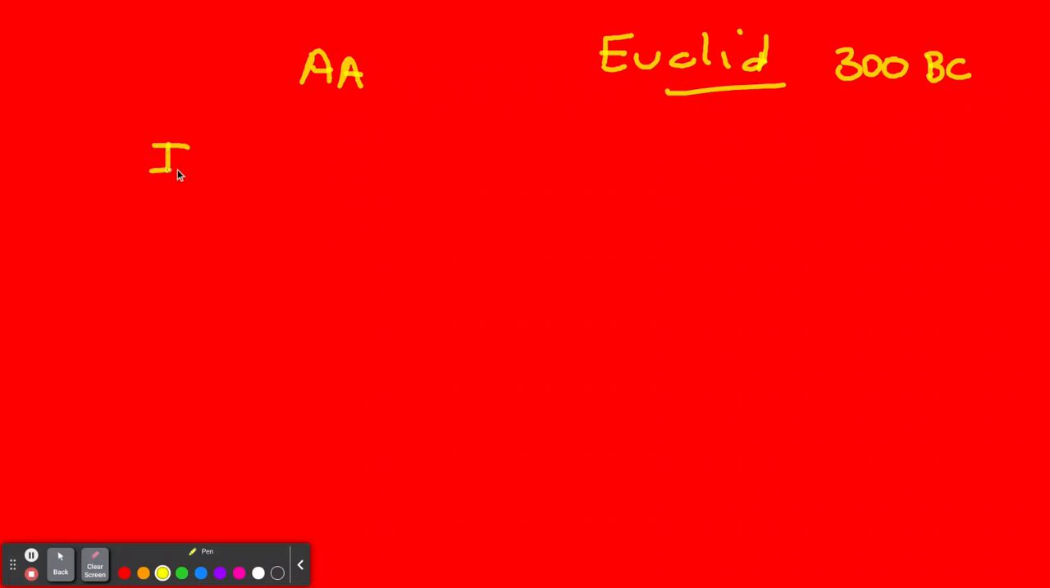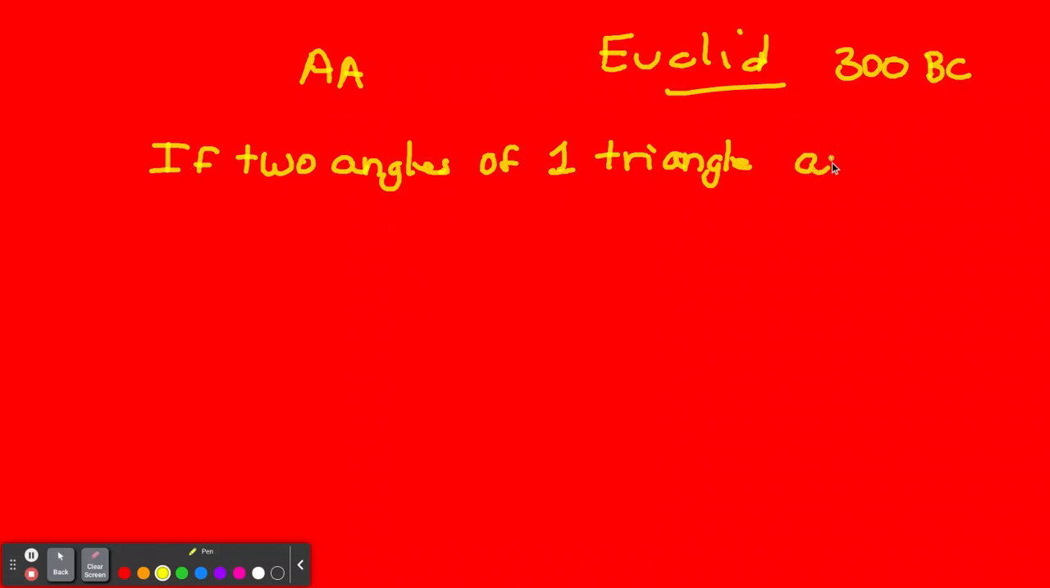Anyway, if two angles, and you just need two angles of one triangle. This is almost common sense, some of this stuff you'll see. If two angles of one triangle are congruent, fancy word. Here's the symbol for congruency. So basically it's just saying they're equal, right? Same shape, same size. That's what congruent means.